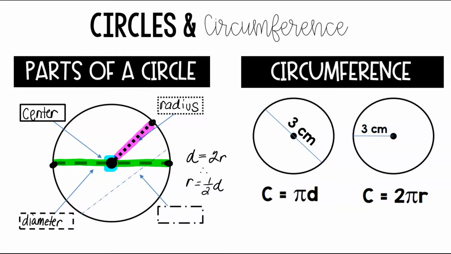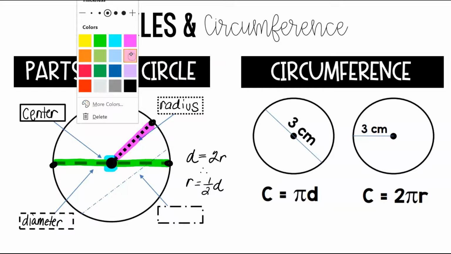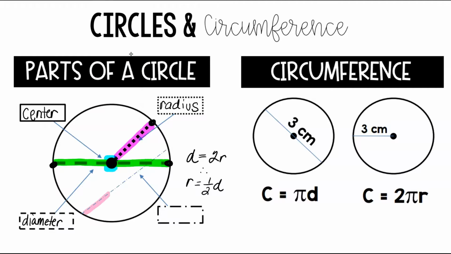And then last but not least, there's one more segment right here. Notice that this segment does start on a circle and ends up also on the circle, but it doesn't go through the center. This is called a chord. These are the parts of a circle. You will have to know them for the quiz at the end of the week, so make sure you know these for now. Now, the next is the circumference formula.